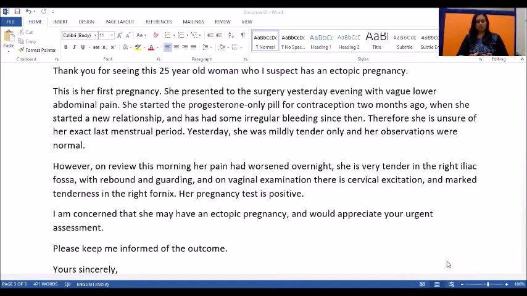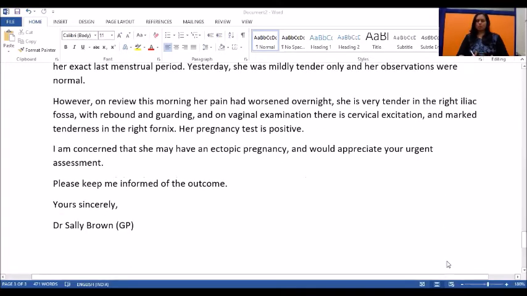Last, we are concluding our letter with what we suspected. I'm concerned that she may have an ectopic pregnancy. So here we are just suspecting, that's why we use the words she may have. And would appreciate your urgent assessment. Okay, please keep me informed of the outcome. So you have told the referral doctor what you're suspecting and what you expect from the other doctor.